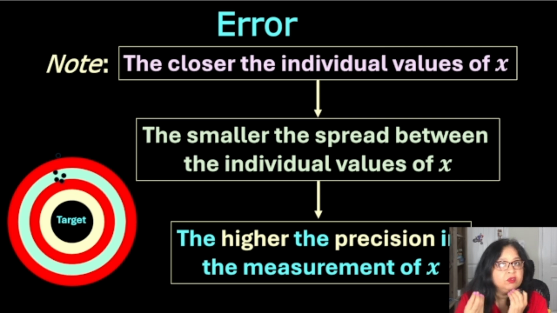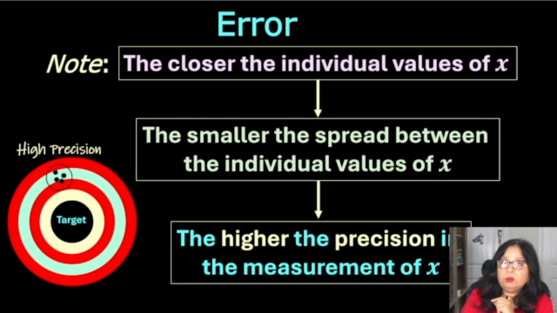The spread between these darts is very little. Therefore, your aim is very, very precise. Is it right though? Is it good though? That's a different story, but it's precise. So you will say that you have high precision, as compared to if you had thrown your darts as these green dots.